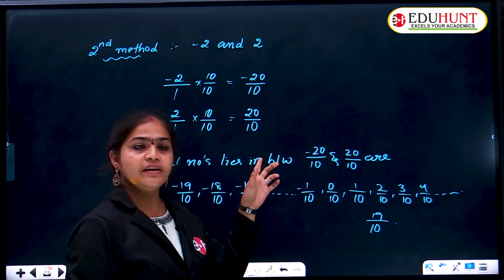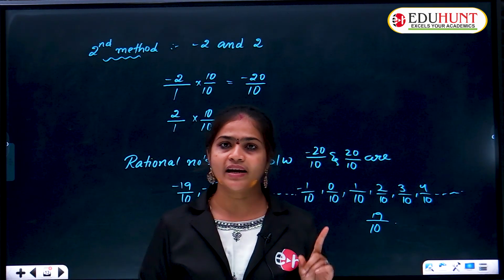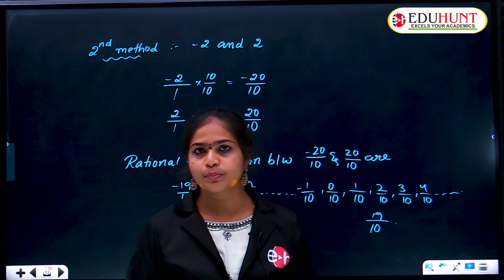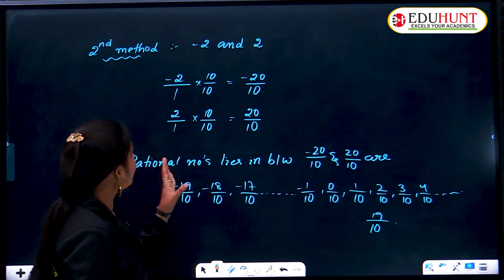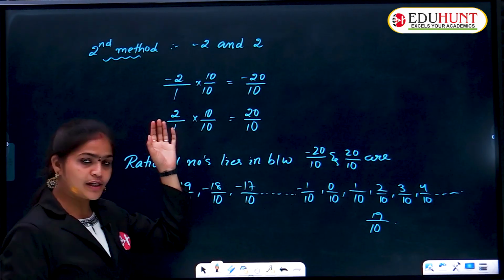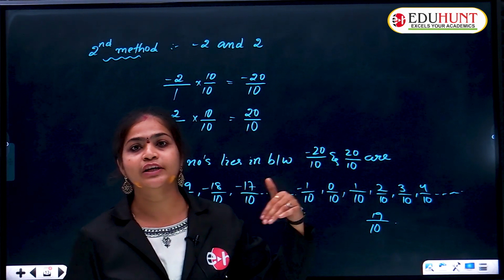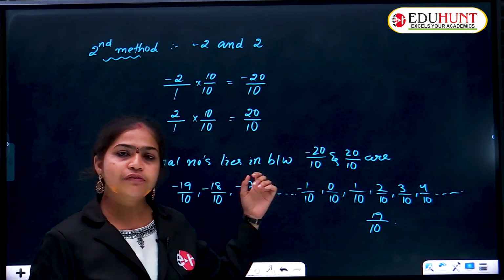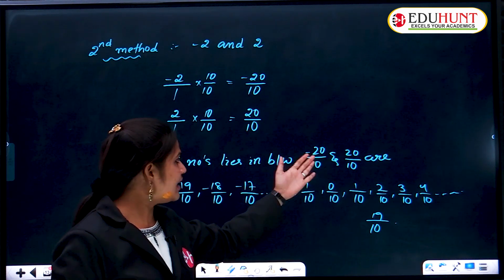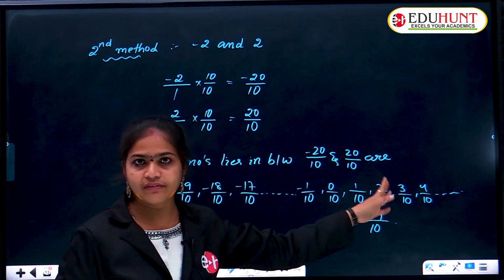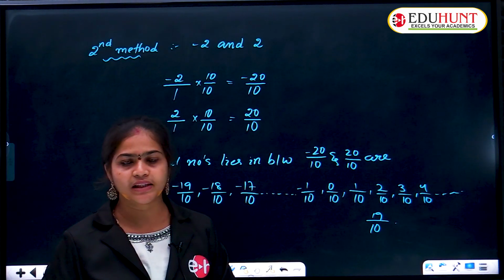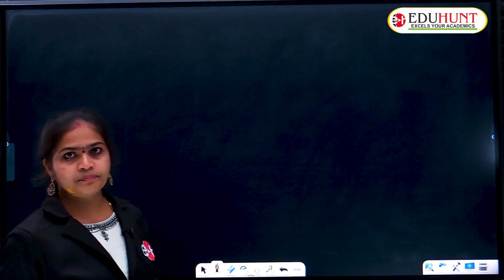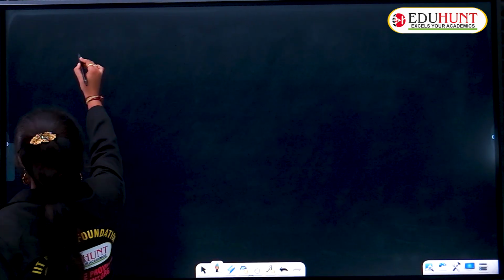In the previous method we got one rational number lying in between the two given rational numbers, 3 by 5 and 4 by 7. Just by multiplying and dividing by the same number, you get the equivalent fraction. By taking equivalent fractions, you can find the numbers which lie in between the given two rational numbers. This is one of the methods. Now come to the next method, that is the formula method.